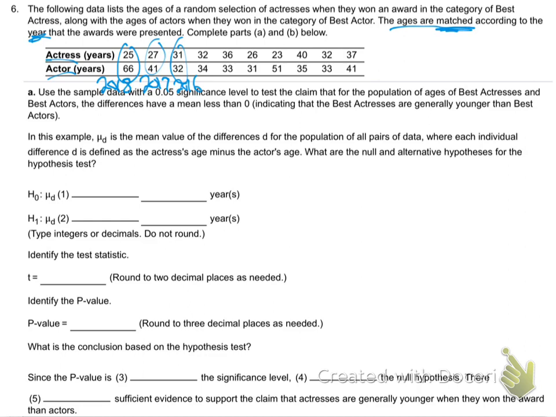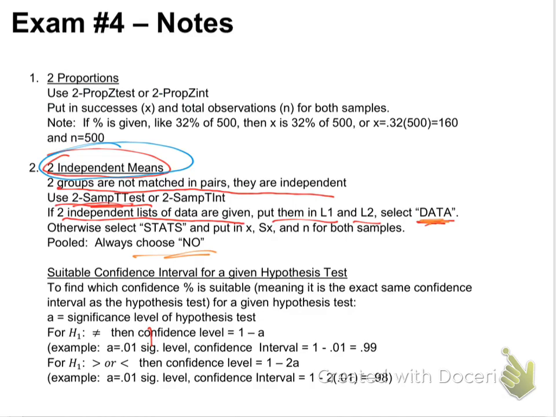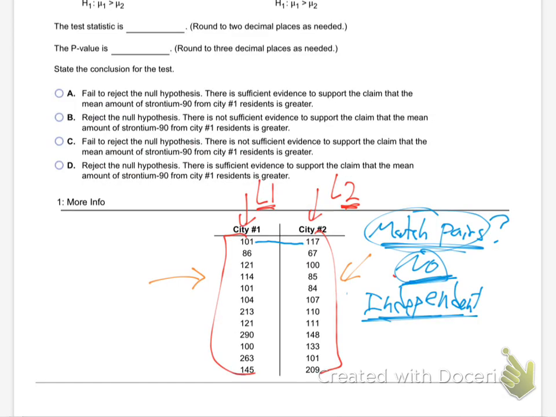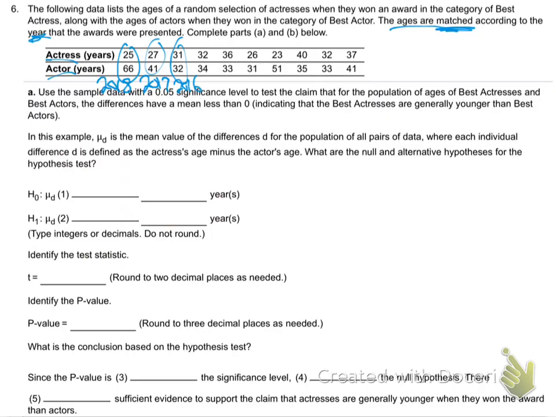They're dependent. So that's different than, as we look back here, City 1, City 2. They're just two independent lists. There's no matching. There's no reason that this number connects to that number in any way. So there's no matching. All right. So getting back to it, this is matched pair data now.